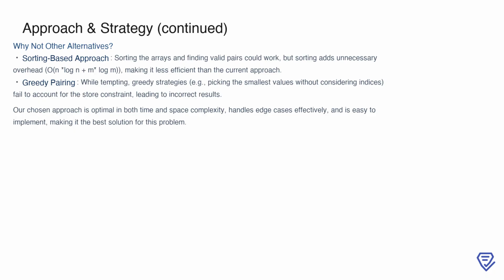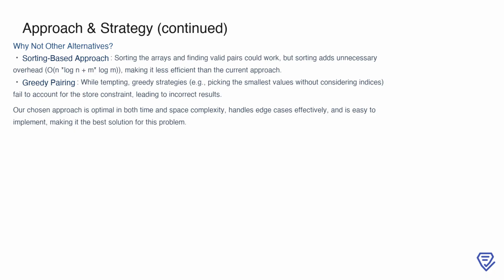O(n plus m) solution. Similarly, a greedy pairing strategy, where we simply pick the smallest values without considering their indices, fails to meet the store constraint. This results in incorrect solutions since it doesn't ensure that the apple and orange come from different stores.